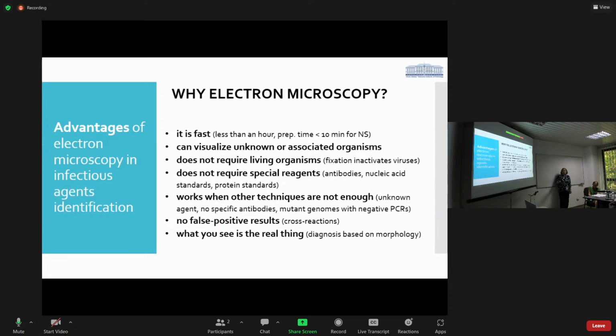We know we need some reagents, of course, to increase the contrast in electron microscopy images, but not something special like antibodies or PCR products, nucleic acid standards, and so on. We have no false positive results, and this is a good thing. And we can see, in fact, the infectious agent, and we can classify the pathogen.